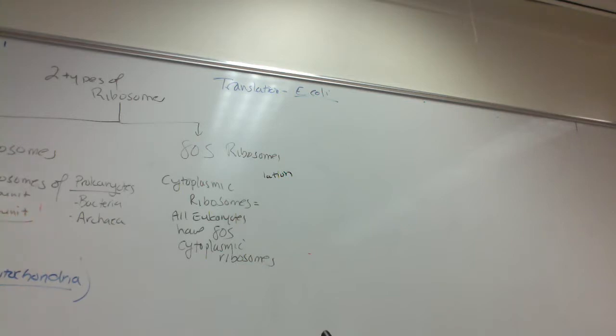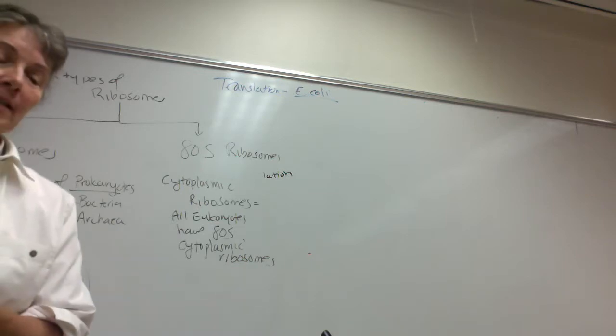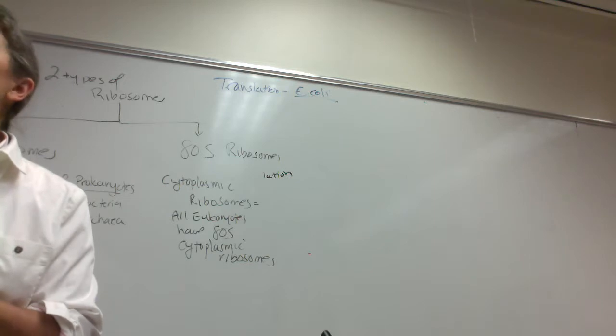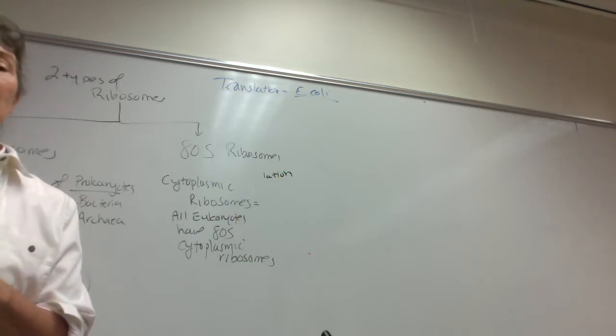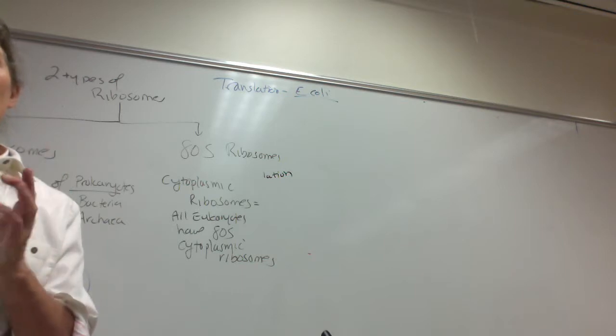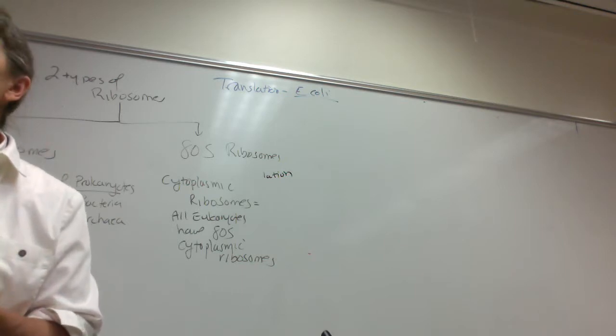And I know this makes you crazy. When you add them together, right? I know you're going to say 50 and 30 doesn't make 70. And the reason is, what we're measuring here, this S, is the Svedberg unit. It's a measure of the sedimentation rate. When you spin something at really high speeds in an ultracentrifuge, you're measuring how quickly the substance moves from the top of the tube to the bottom, sedimentation rate.